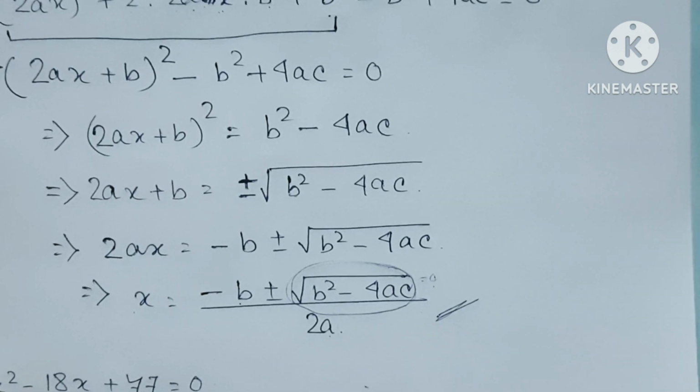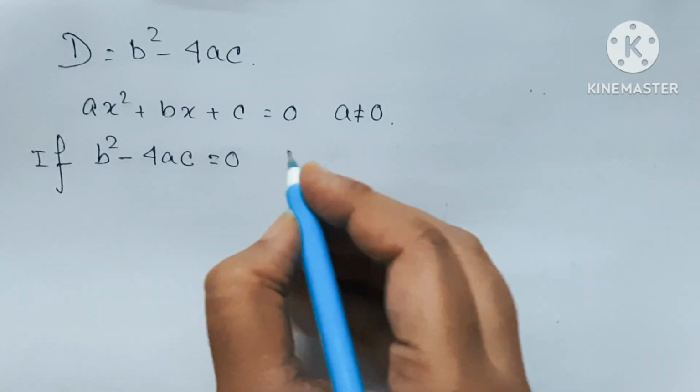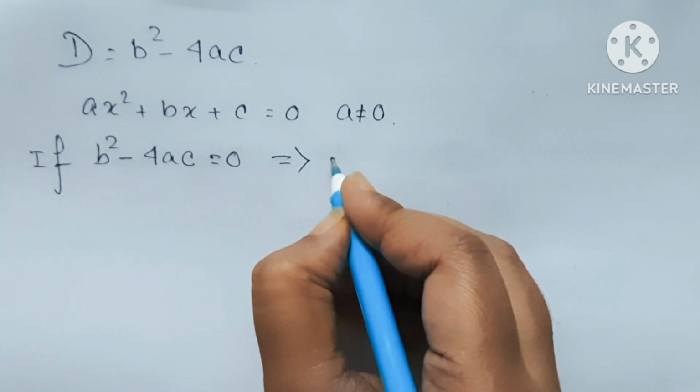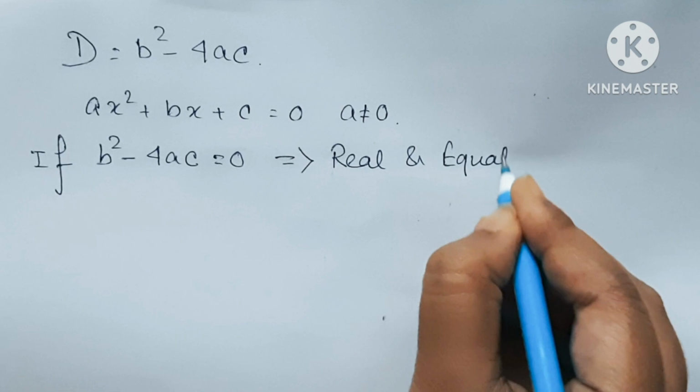Okay, and if b square minus 4ac equal to 0, that means real and equal roots.